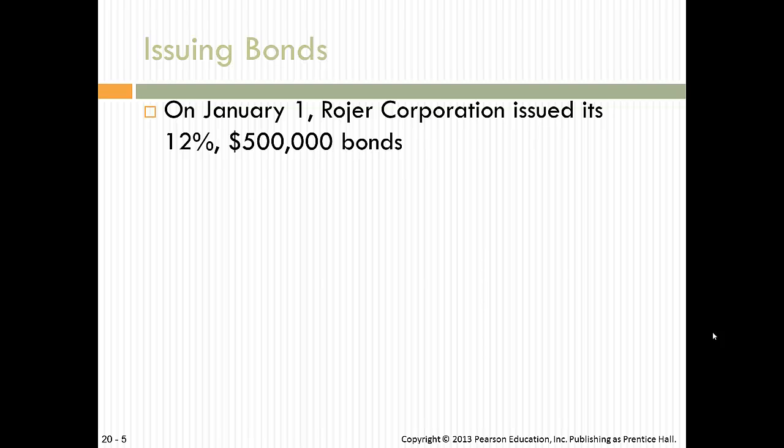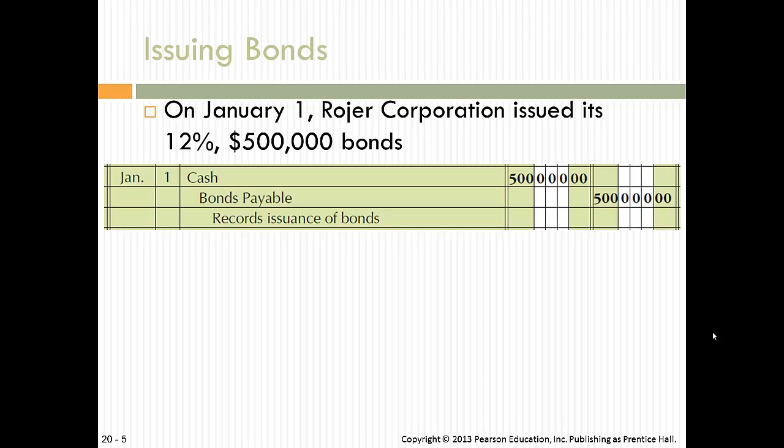Let's go over the example in the textbook on page 714. On January 1st, Roger Corporation issued $500,000 worth of bonds with an interest rate of 12%. On the date the corporation issues the bonds, it receives cash from the purchasers of the bonds and records a liability. This is a debit to cash and a credit to bonds payable. At this point, no interest has been paid because no time has passed and no interest expense has yet been incurred.